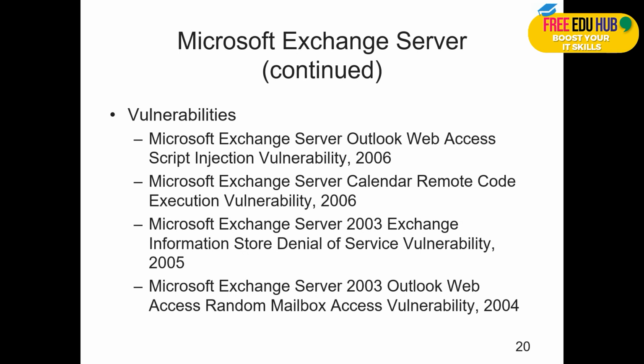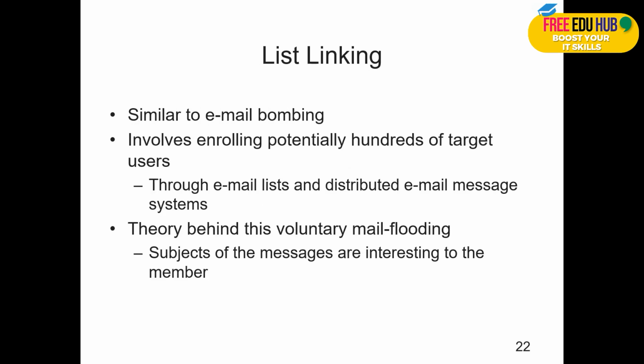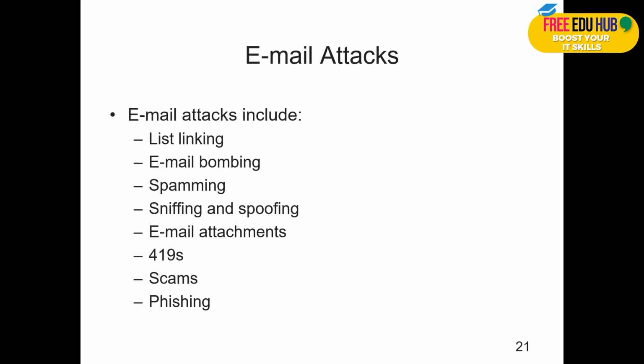Vulnerabilities are: Microsoft Exchange Server Outlook Web Access Script Injection vulnerability, which was found in 2006. Then Exchange Server Calendar Remote Code Execution vulnerability, again identified in 2006. Microsoft Exchange Server 2003 Information Store Denial of Service vulnerability, identified in 2005. And Microsoft Exchange Server 2003 Outlook Access Random Mailbox vulnerability in 2004. Now there are different kinds of email attacks which we'll be covering in our next lecture.